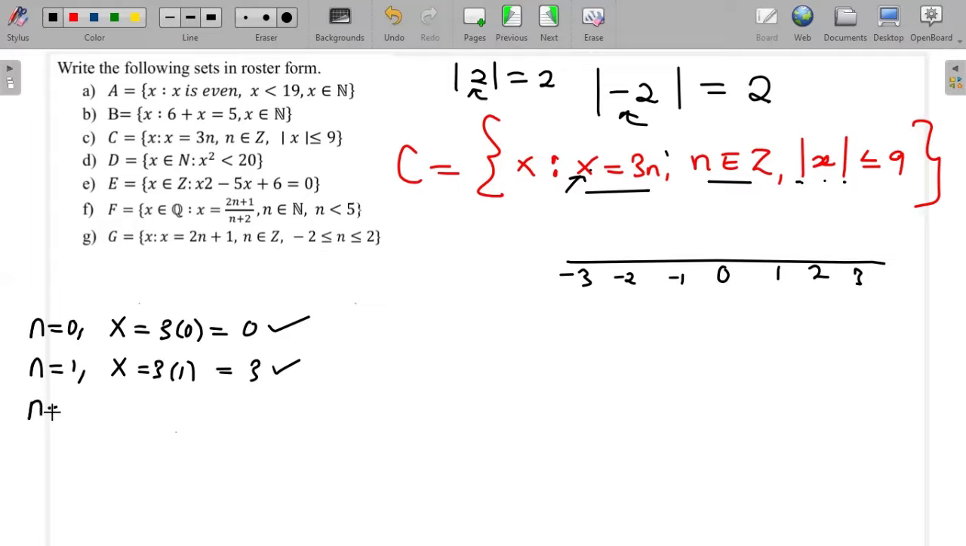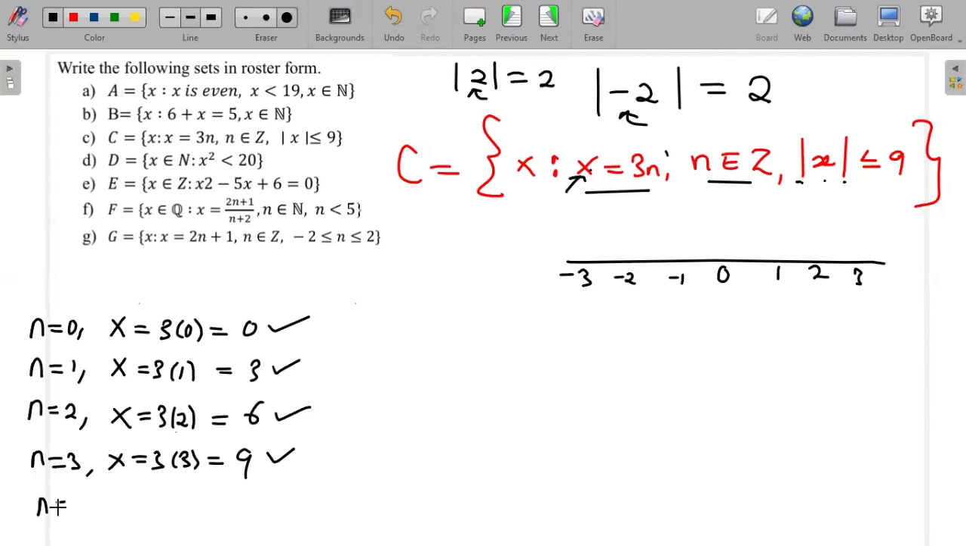I move on to n is equal to 2. If my n is equal to 2, then what would be my x? That would be 3 multiplied by 2, so that would be 6. If I take the modulus of 6, is it going to be less than or equal to 9? Yes. What if my n is actually 3? Then x will just be equal to 3 multiplied by 3. This will just be 9. Is 9 less than or equal to 9? The answer is yes. So all these, 0, 3, 6, 9, are going to be part of set C.